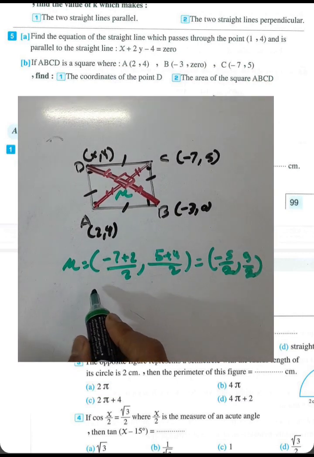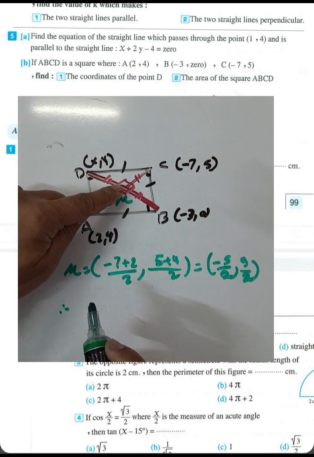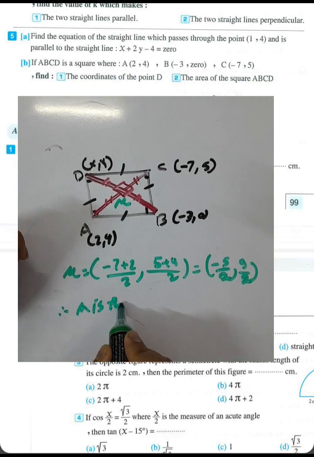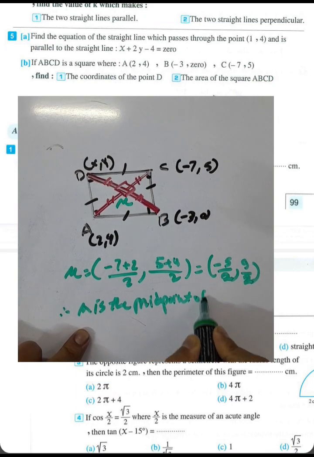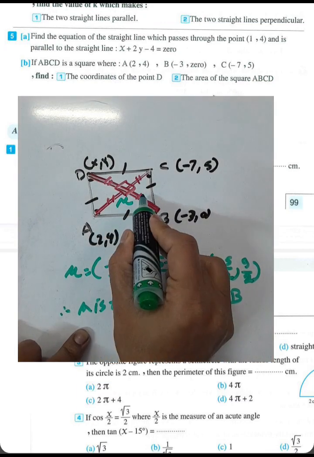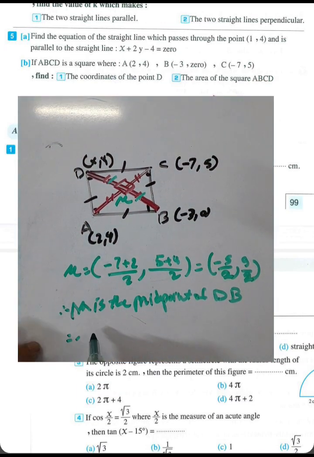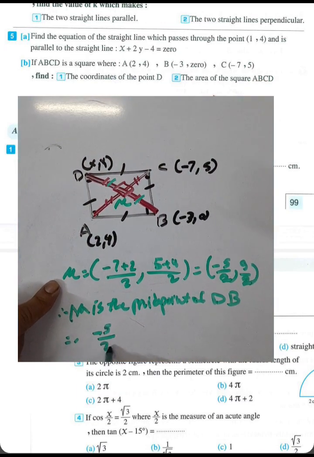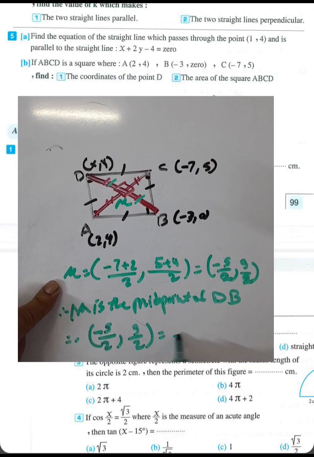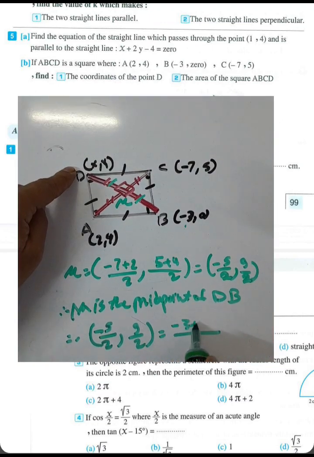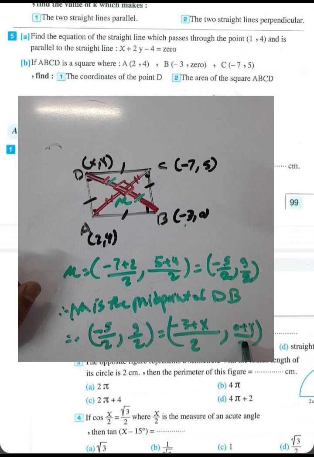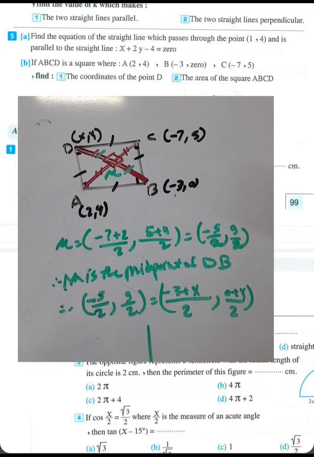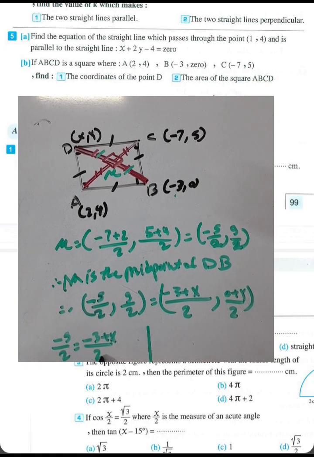Okay, then we can write that M is the midpoint of BD. Then M, negative 5 over 2 and 9 over 2, equals negative 3 plus x over 2 and 0 plus y over 2. The first coordinate: negative 5 over 2 equals negative 3 plus x over 2.